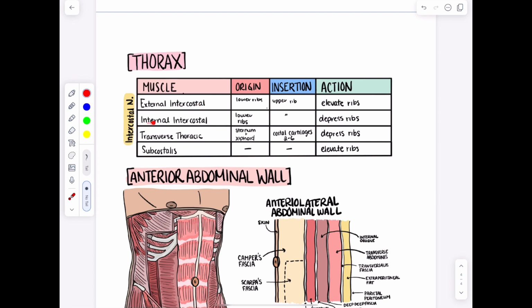The external intercostals and internal intercostals are going to be essential for how our ribs are moving while we're breathing. So external intercostals are going to elevate the ribs, and internal intercostals are going to depress the ribs. So when you breathe in, feel that elevation of the ribs, and when you breathe out, feel the depression of the ribs. So external, E goes with elevate, internal goes with depress.